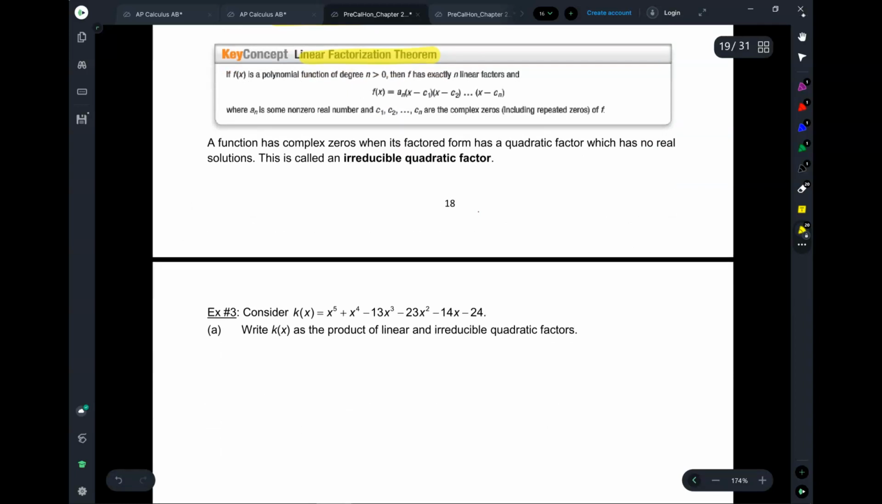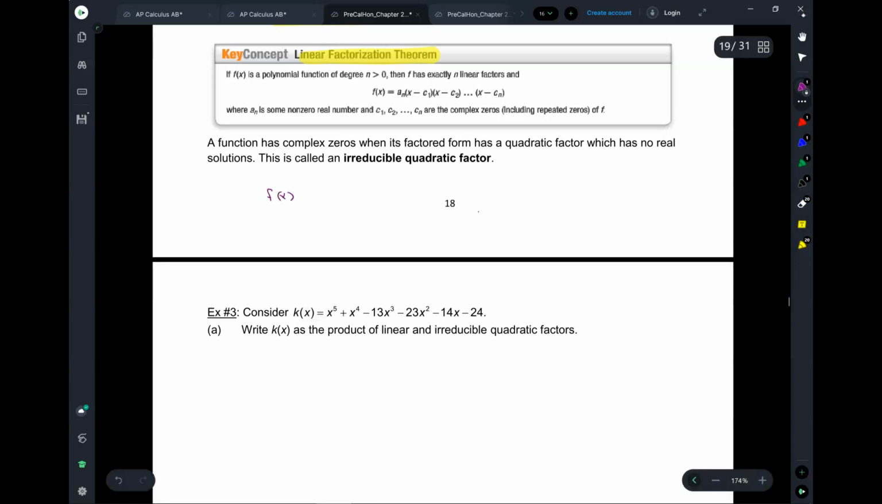And furthermore, you can write any polynomial in terms of its linear factors and what we call irreducible quadratic factors. So if a function has zeros which are imaginary, they come from quadratic functions that cannot be factored.